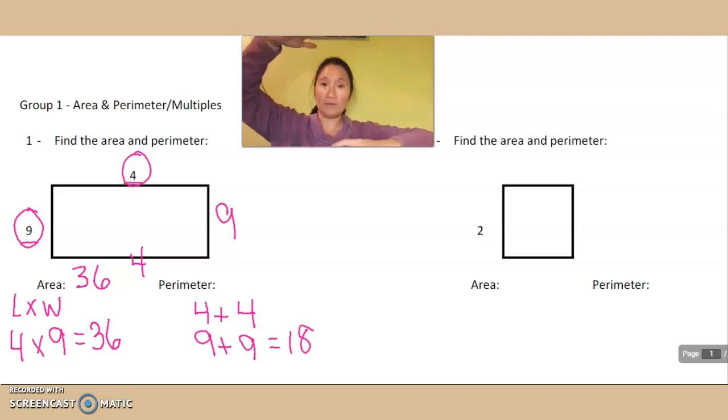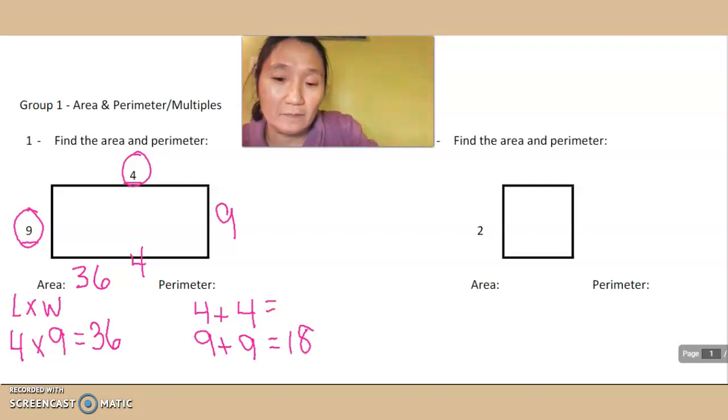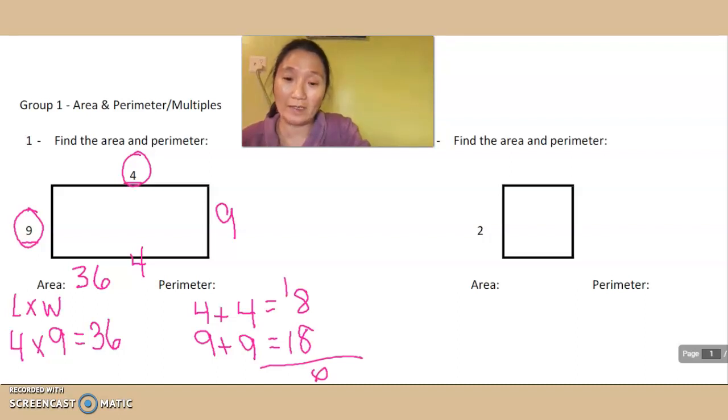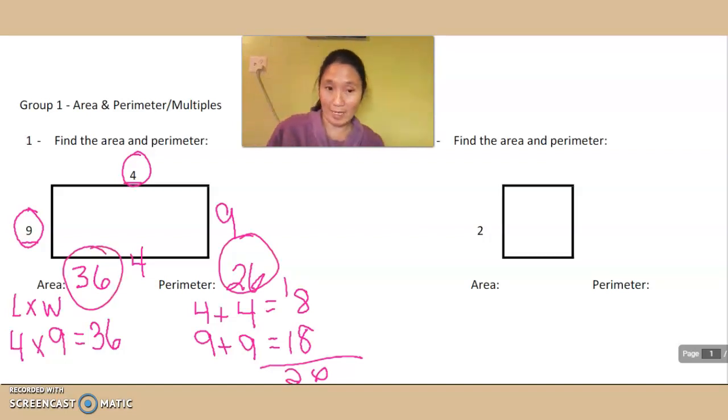The lengths will be 8. So I know that 8 plus 8 is 16, carry the 1, and then that'll be 26. So my perimeter is 26. So 26 and 36. Those are my answers.